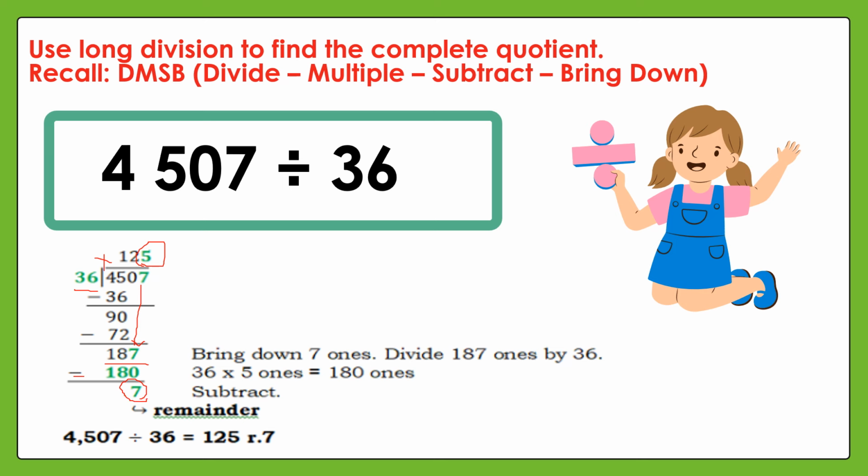7 is now our remainder. Therefore, 4,507 divided by 36 is equal to 125, remainder 7.